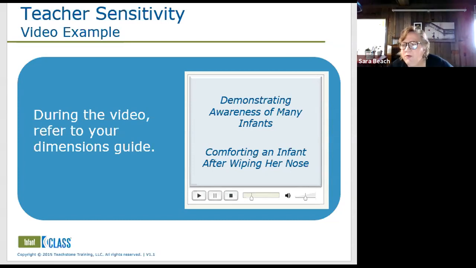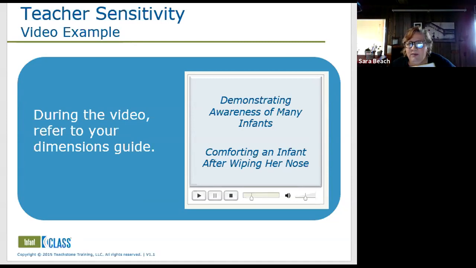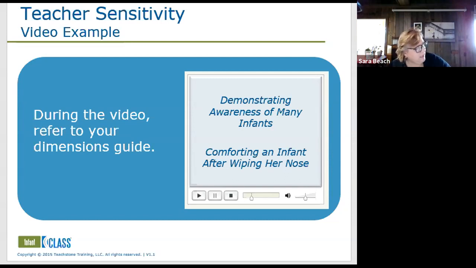Under the indicator of infant comfort, did you notice how when the second teacher came in, they all wanted to follow her? They all wanted to come to her. That's an indication that they have that attachment and that they are used to having her respond to them in a sensitive, loving way, right? So immediately they clamored to her.